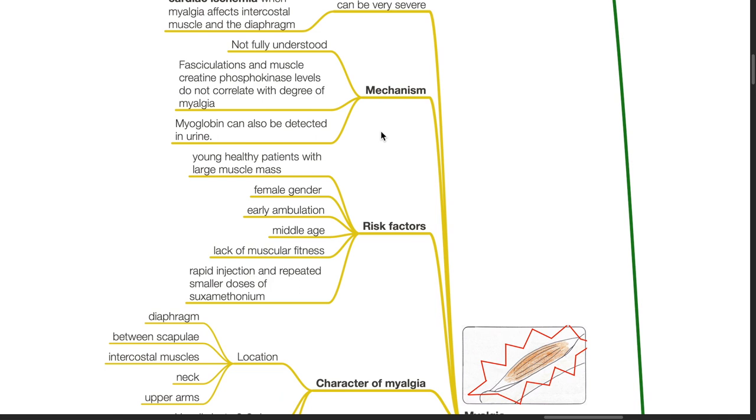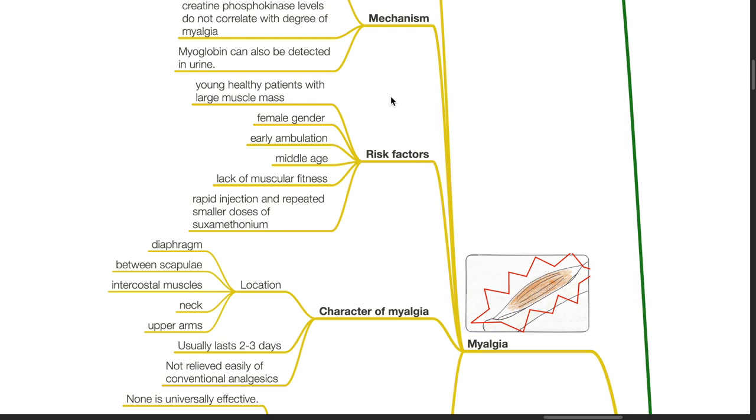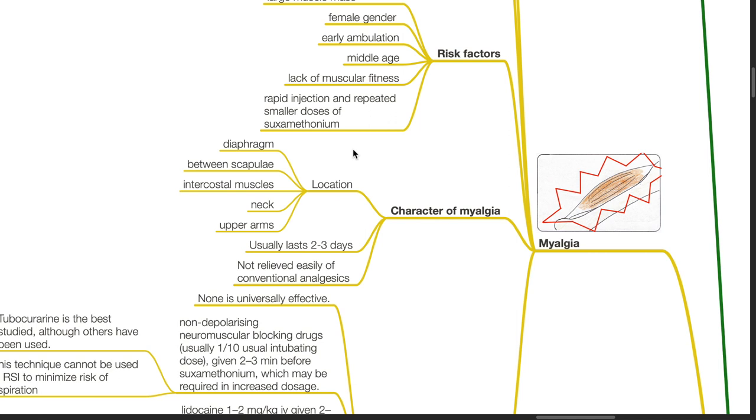Risk factors for succinylcholine-induced myalgia include young healthy patients with large muscle mass, the female gender, early ambulation, middle age, lack of muscular fitness, rapid injection, and repeated smaller doses of succinylcholine. The location of the myalgia is usually the diaphragm, between the scapulae, intercostal muscles, neck and upper arms, and it usually lasts 2 to 3 days and is not relieved easily by conventional analgesics.